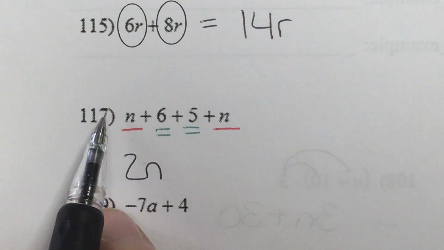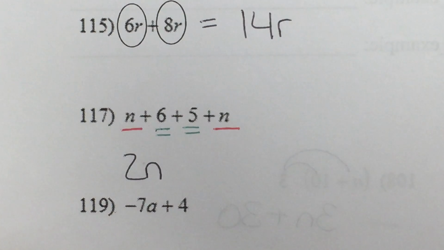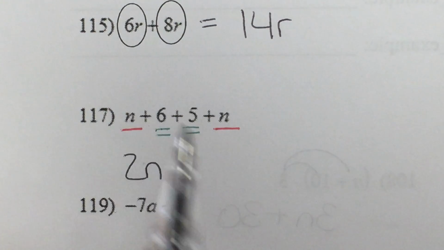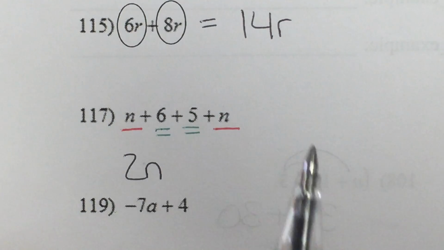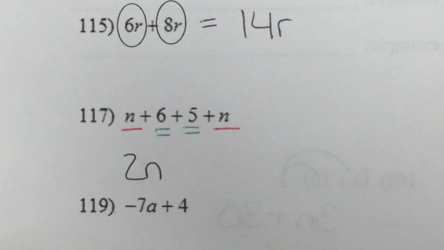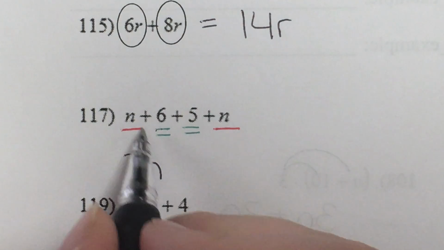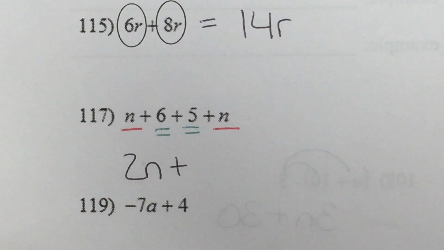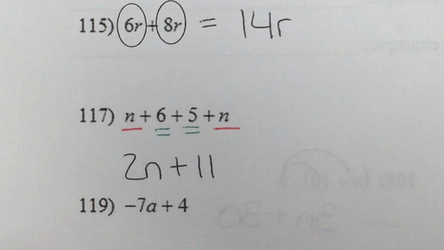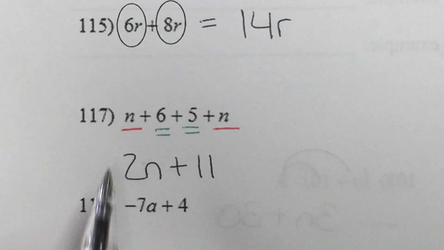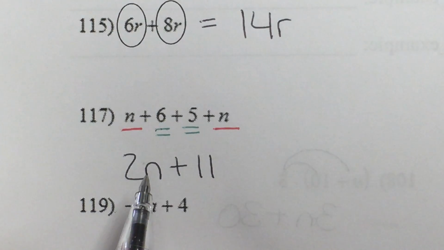A lot of people, when they're faced with this, say n squared. n squared is not an okay answer. That would be if you had n times n. Remember how your exponents work. Plus, now you need to add your constants. 6 plus 5 is 11. Can you combine terms anymore? No, you can't. These are not like terms, so this would be your answer.